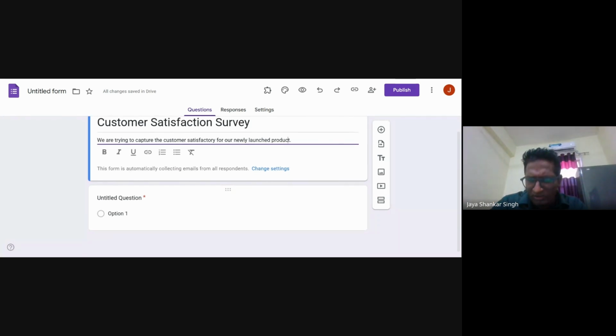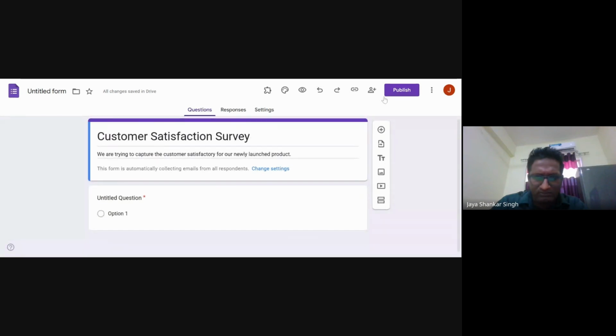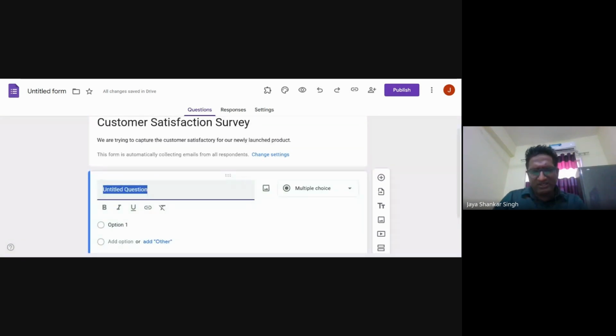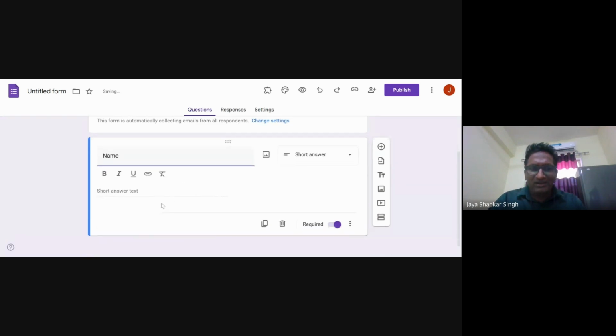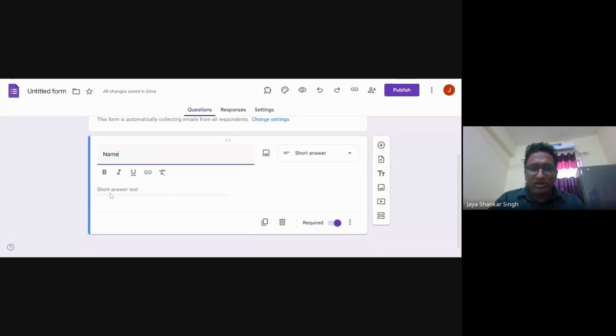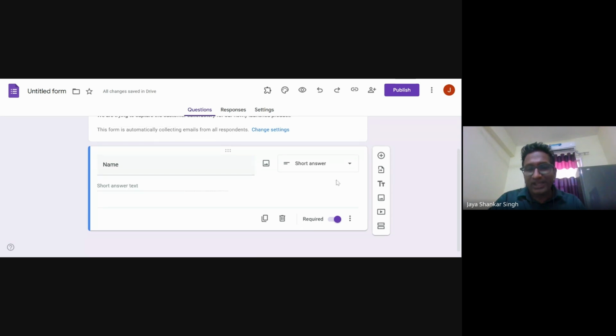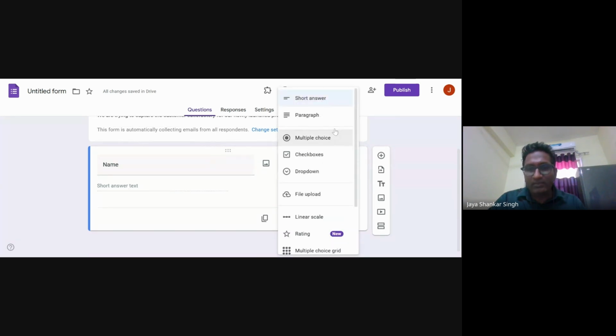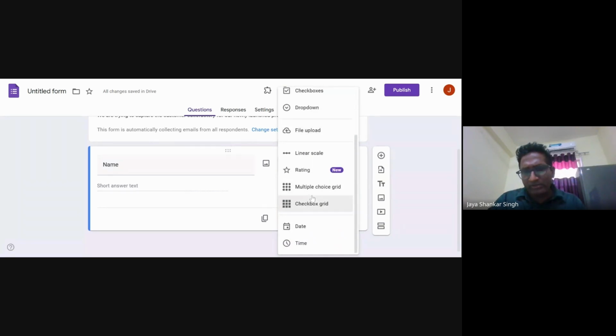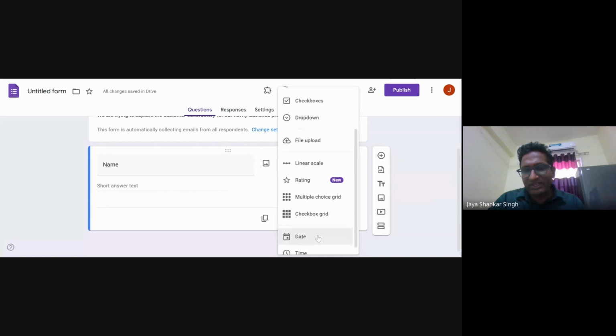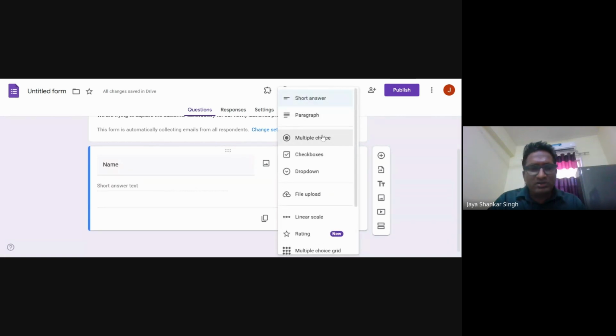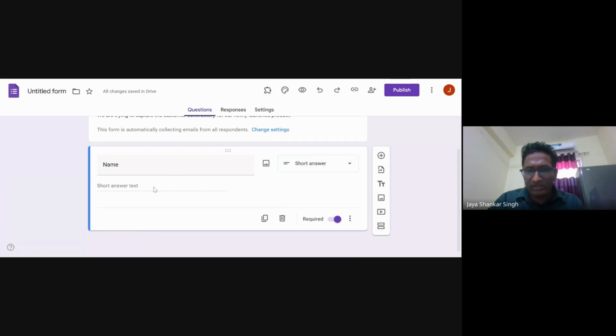Now we have different types of questions here. As you can see, I can straight away ask for the name of the customer, and by default you can see the short answer tag is written here. I can change it from here: paragraph, multiple choice, checkboxes, dropbox, file upload. So depending on what you are trying to capture, I can have different things I can capture here. Suppose this will be a short answer type question. I'm asking for the name of the customer.